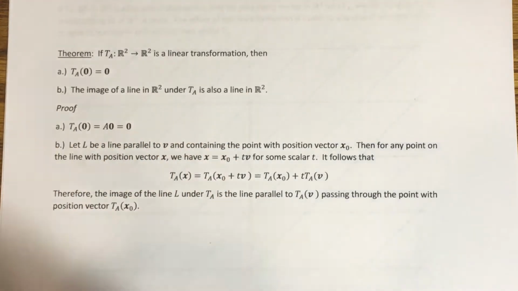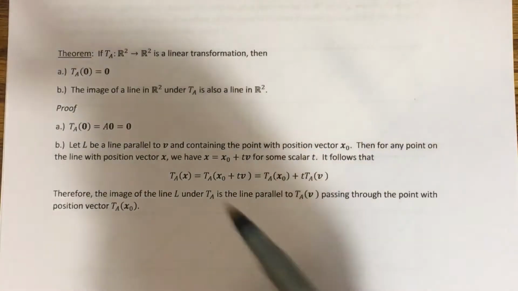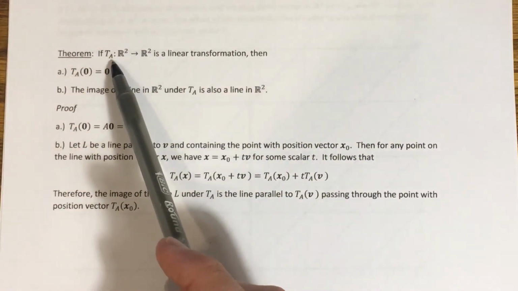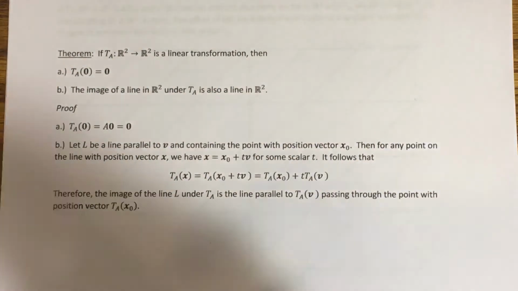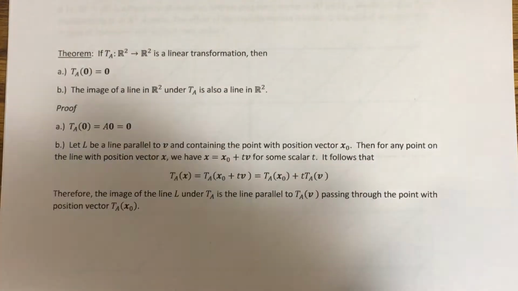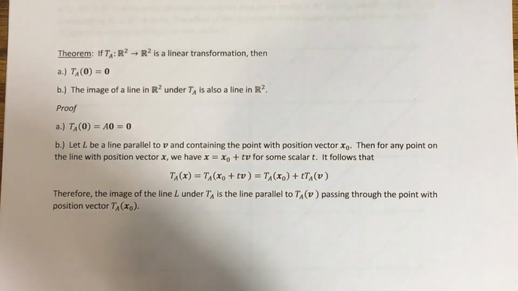Remember, a line is an infinite set of points, and we talked about how if you have a region, or in this case a curve or a line, and you plug every point in that line, thought of as a position vector, into your linear transformation, then the result should be another set of points which we can think of as the image of that original curve or line or region or whatever it was.